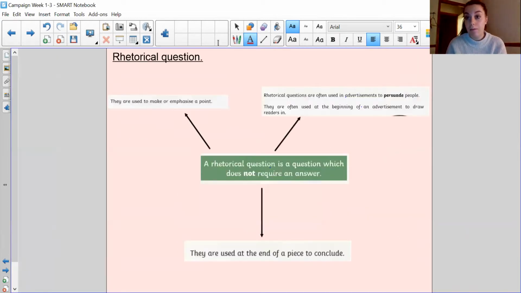So we are going to learn about rhetorical questions today. We have had a look at rhetorical questions before, but this is just a refresher as it's one of our main features in our persuasive speech. So a rhetorical question is a question which does not need an answer. They're used to make or emphasize a point. Rhetorical questions are often used in advertisements to persuade people. They're used at the beginning of an advertisement to draw in the reader. They're used at the end of a piece to conclude it. So they're usually used at the start and the end of a piece of persuasive text.